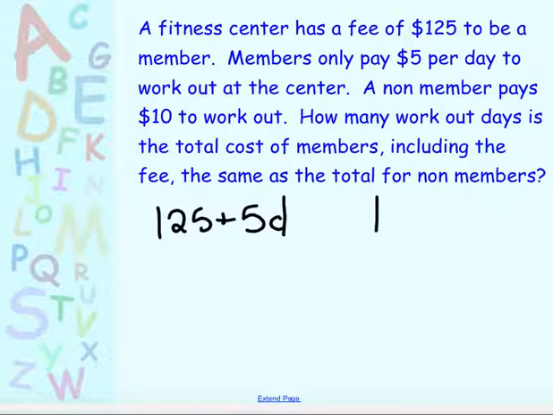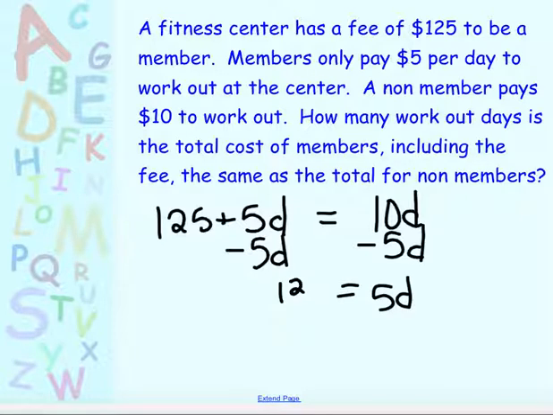Whereas to be a non-member, I would just be $10 per day. And if I want to know how long until these costs are the same, I want them to equal. So I subtract 5D from each side so I can figure out what D is. We have 5D equals 125. So I divide by 5, and I see that at the 25th day, those costs are going to be the same. Before that, though, it would be better to be a non-member, because it'll be cheaper. But after that, it is saving you money to be a member and actually pay that fee. So it depends on how many days a week you want to go to the gym.